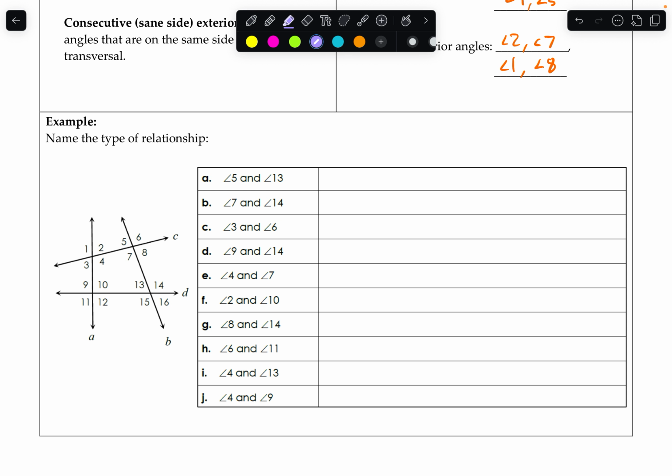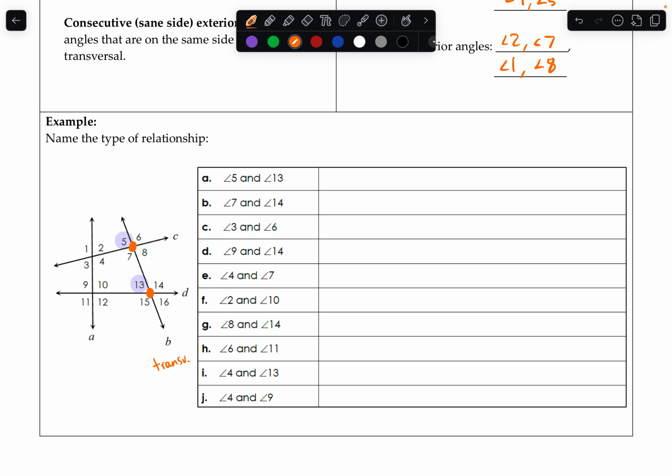So first off, 5 and 13. It's kind of important to note where the intersections are whenever you're dealing with 5 and 13. That's dealing with this intersection and this intersection. So this intersection of C and B, and the intersection of D and B. So what is the shared line in that relationship? Well, B is the line that goes through both of those. So that's your transversal.